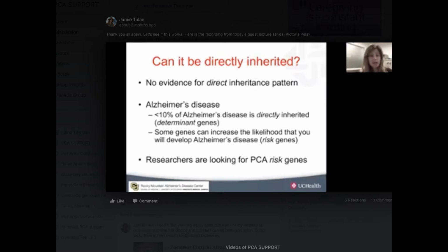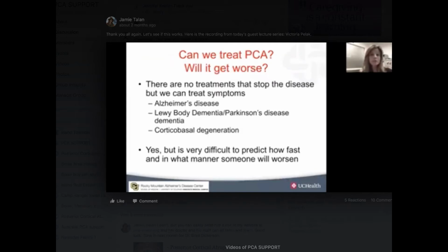And so, time and a lot of effort, and many of you have probably participated in providing blood samples for what we already know in terms of areas that may increase our risk for PCA. So we have to thank you for your participation in that. And then lastly, can we treat PCA and will it get worse?